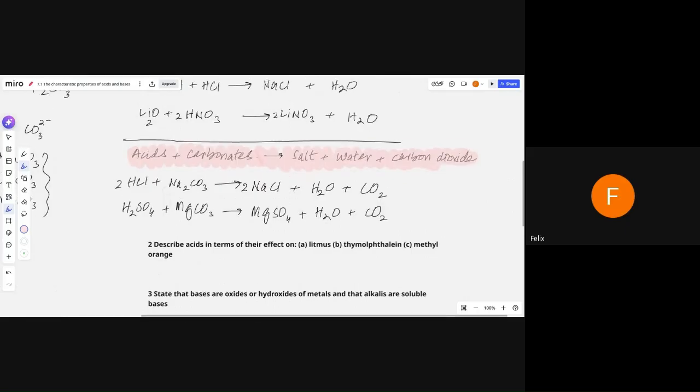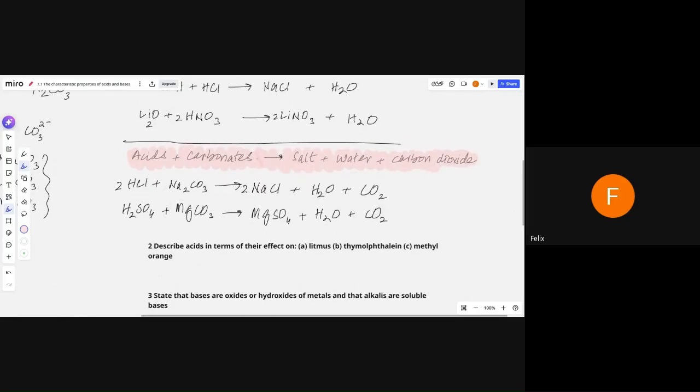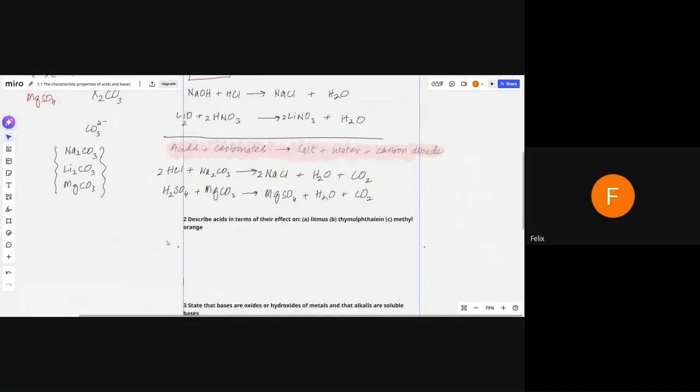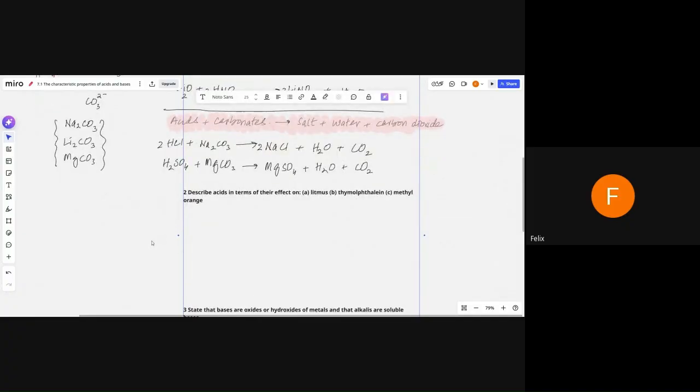So now we move on to the second topic, which is describe acids in terms of their effect on litmus, thymolphthalein, and methyl orange. Okay, so let's create some space here.